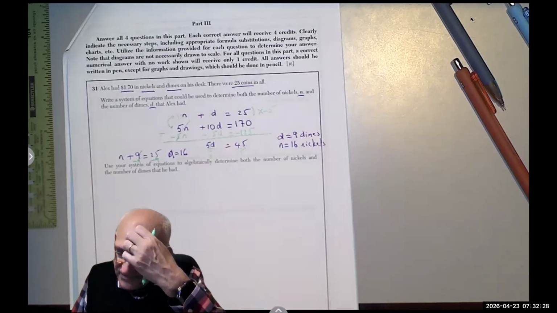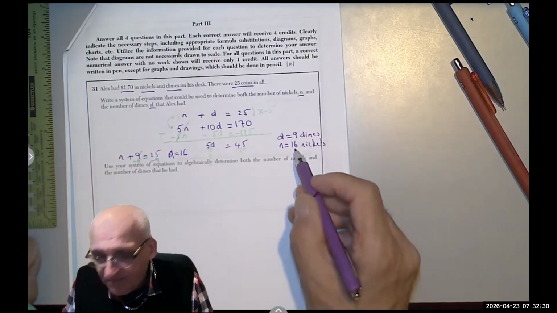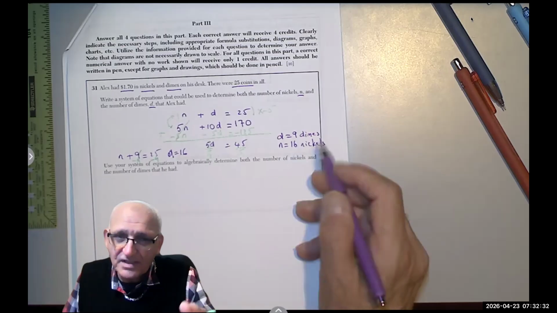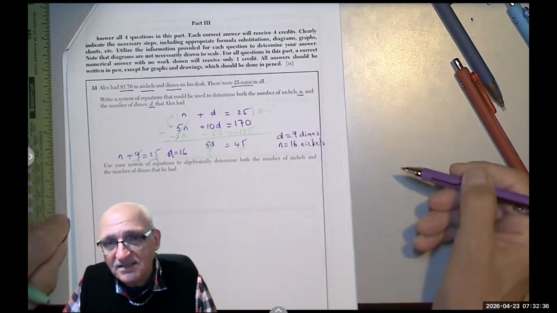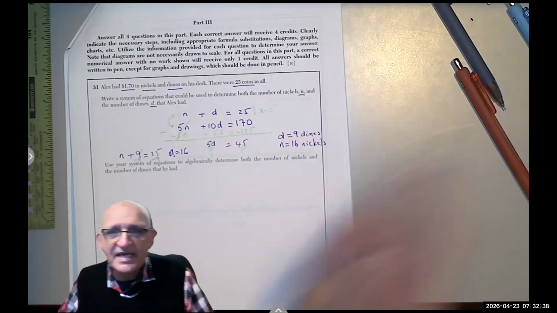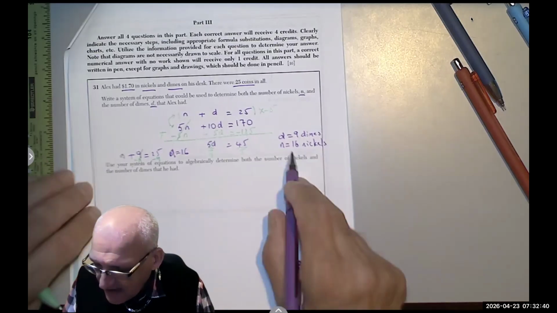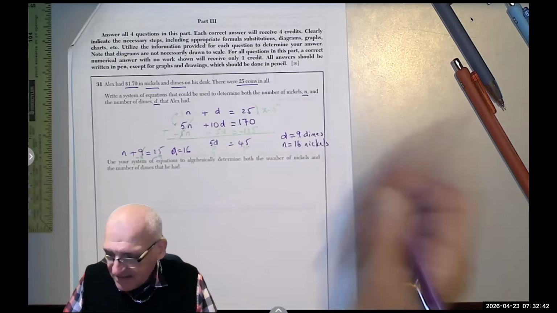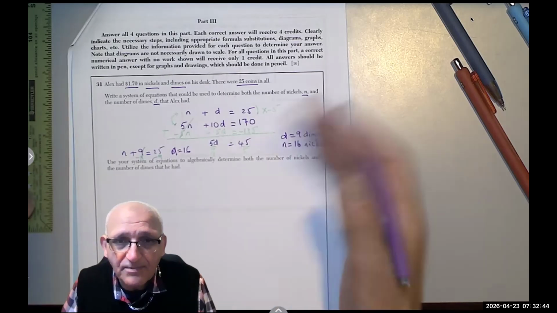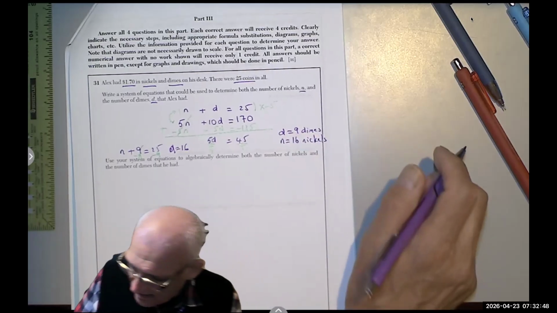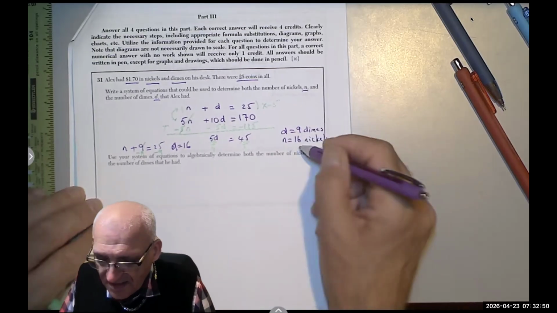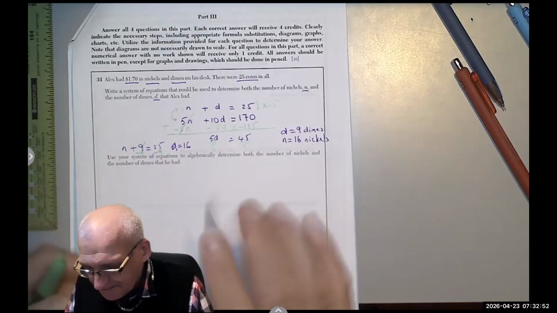And sure enough, you can multiply 16 by 5, you get 80. You know that if you multiply by 5, you just divide by 2 and add a 0. So 16 over 2 is 8, you add a 0, so that's 80. Multiply 9 by 10, that's easy, just add a 0, 90. And 90 plus 80 is 170.